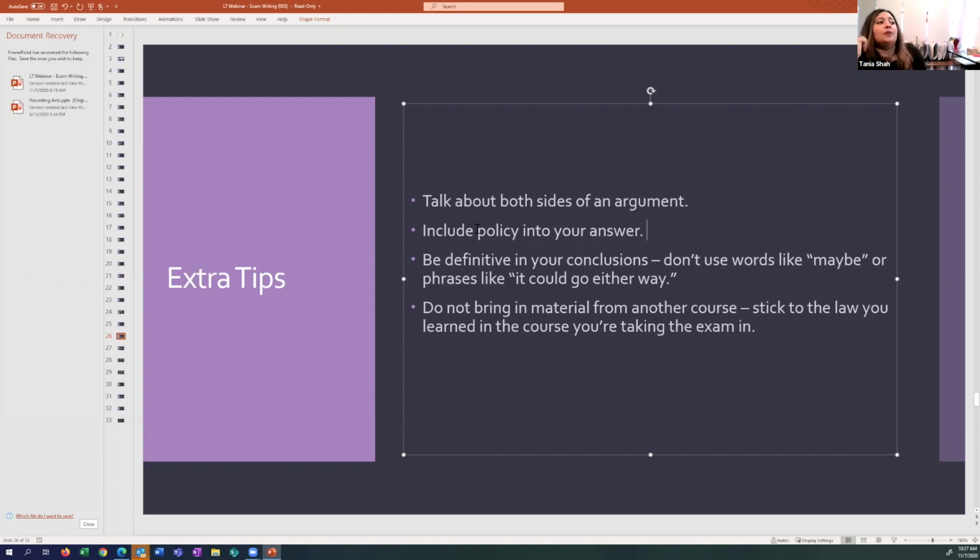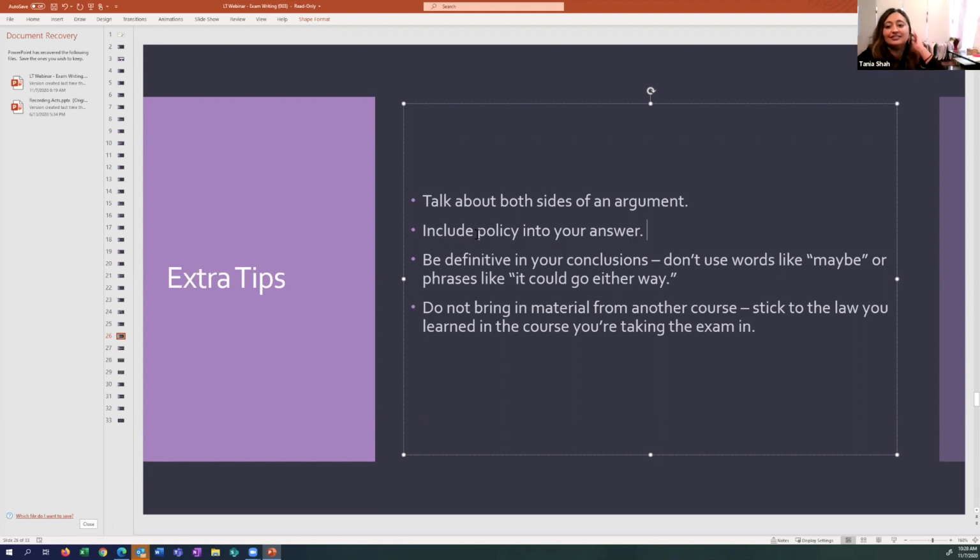And do not bring in material from another course or your outside life. That's another thing. How many students say, "Well, in my profession, or when I did this..."? We are kind of in a vacuum, right, of law. We don't bring in outside knowledge. We bring in common sense, but no knowledge.